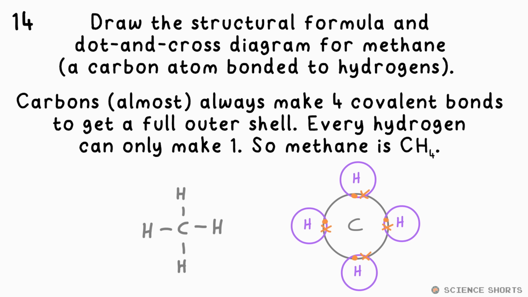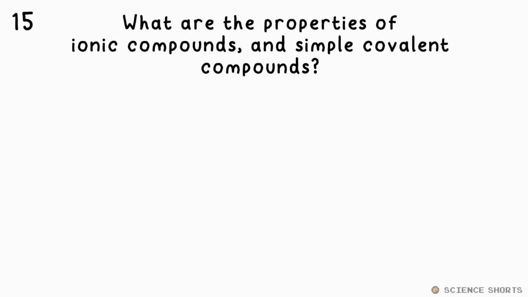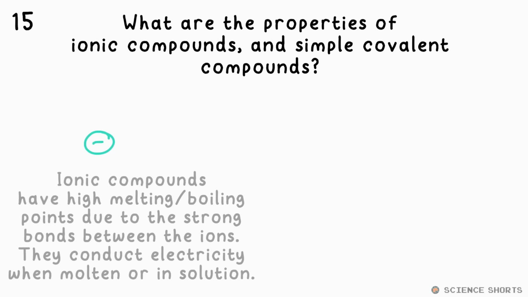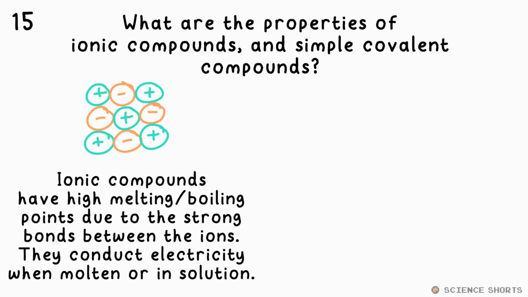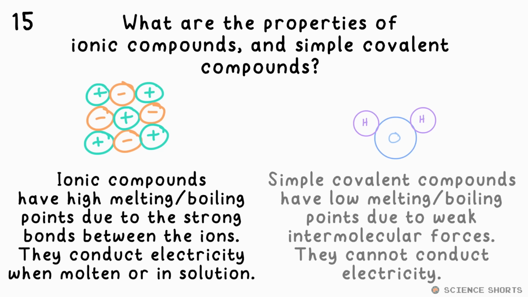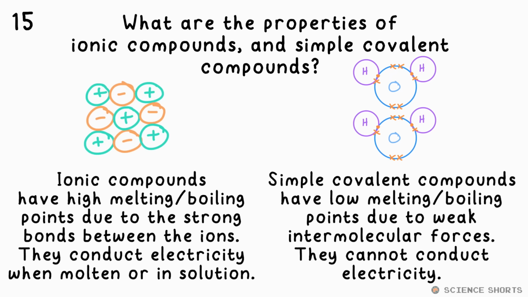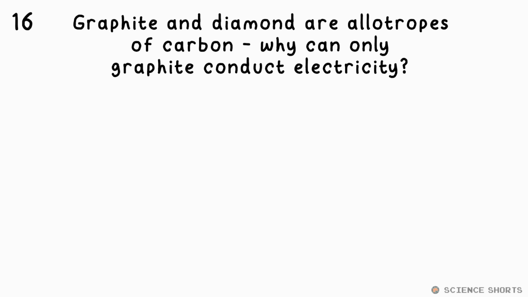What are the properties of ionic compounds and simple covalent compounds? Ionic compounds have high melting points due to the strong ionic bonds. They can only conduct electricity when molten, melted, or in solution, dissolved, as the ions can move in these states. Simple covalent molecules have relatively low melting and boiling points because there are only weak intermolecular forces that need overcoming with heating to melt or evaporate them. They cannot conduct electricity.